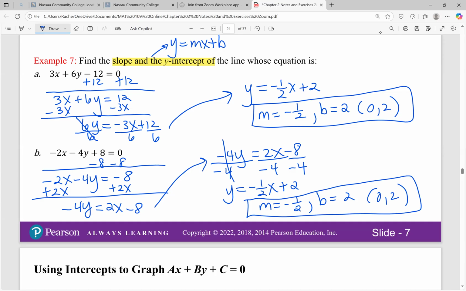But the point is, you can go from any form of a line, like in this case, the standard form or the general form, to, let's say, the slope-intercept form, or we could go from the point-slope form to the slope-intercept. So we can write the same equation a few different ways.